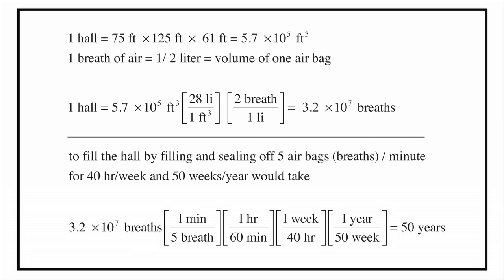Now, 32 million is a pretty big number, but it's still something that you could conceive of. And just as an example of how big it is, if you could fill 5 of these bags of air every minute and seal them off like this, tie them off, and place them somewhere in the symphony hall, and you took this on as a full-time job, working 40 hours a week and 50 weeks a year, it would take you 50 years in order to fill up that symphony hall with these little bags, or in other words, with all the breaths of air that will fit in that symphony hall.